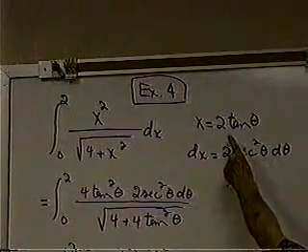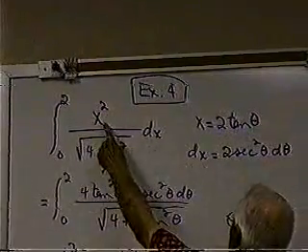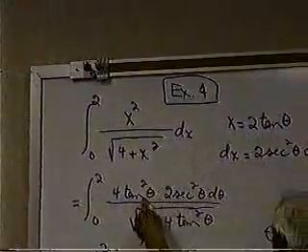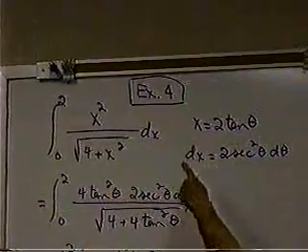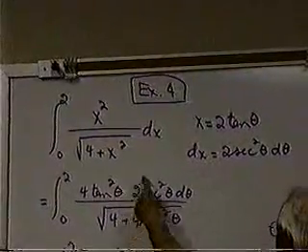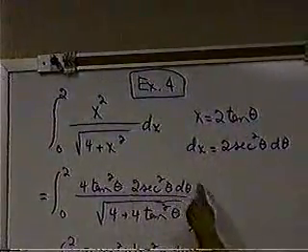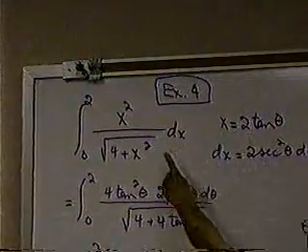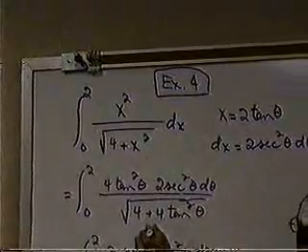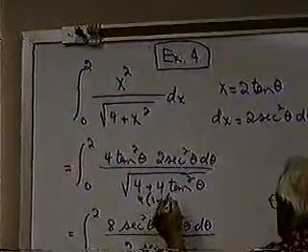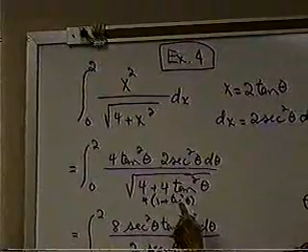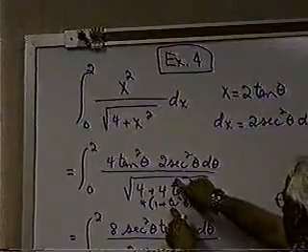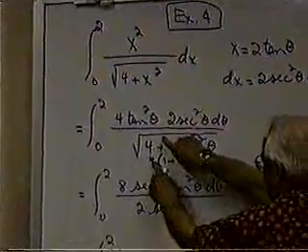Where the x squared is, we put this in and square it, so that's 4 tangent squared. Where the dx is, we put 2 secant squared d theta. And then where the x is down here, we square it, factor out the 4, 1 plus tangent squared. So 1 plus tangent squared is secant squared. Square root of that is secant. Square root of the 4 is 2.